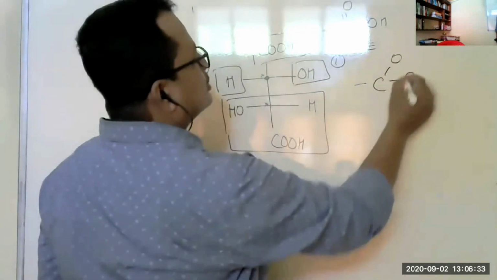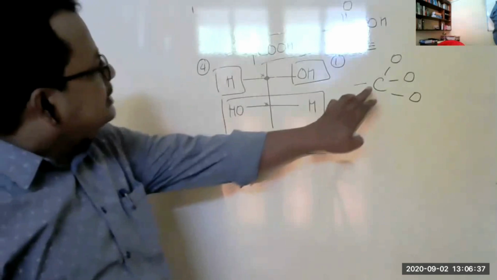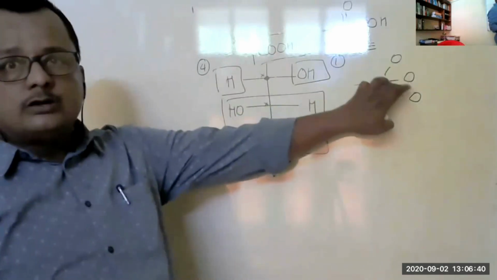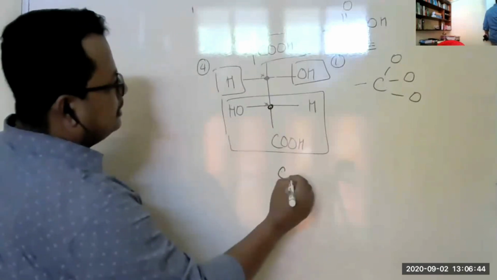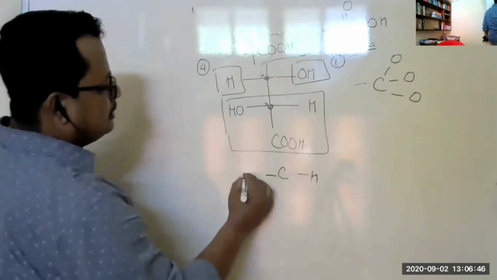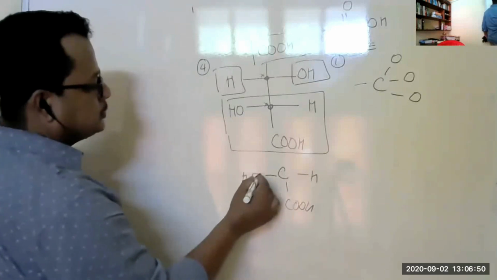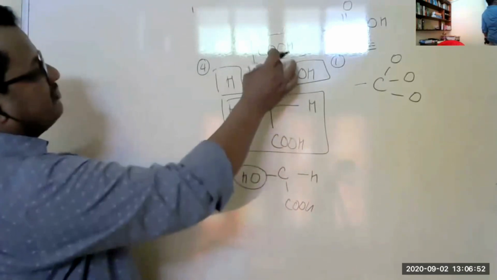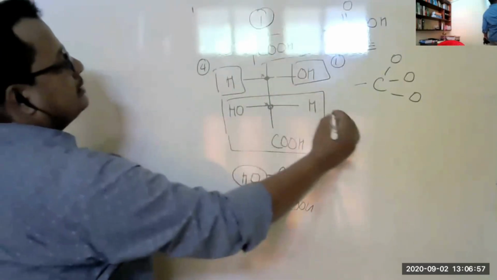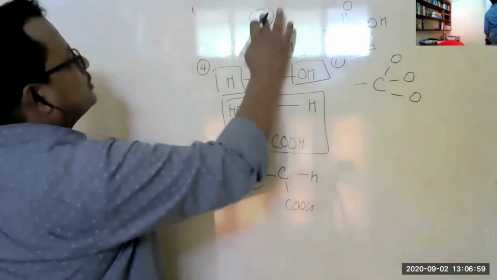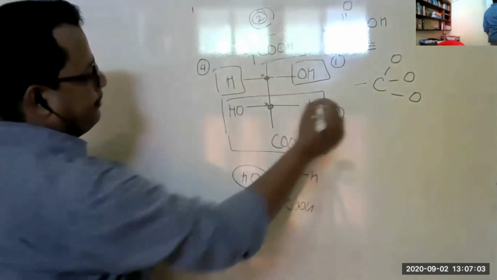So oxygen, oxygen, oxygen. So here what you see is that this carbon is attached to 3 oxygen atoms, and this carbon is attached to hydrogen, 1 oxygen, and carboxylic group. So only 1 oxygen. So definitely this one will have highest priority. So we can write this is priority 1. This was 1. This was 2, and this was 3.